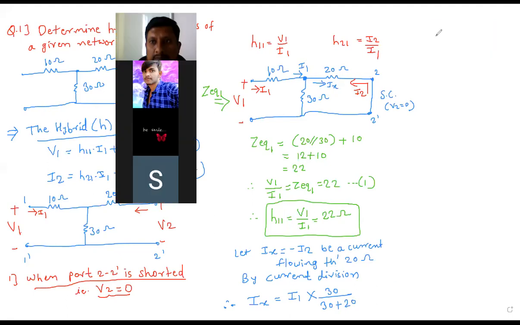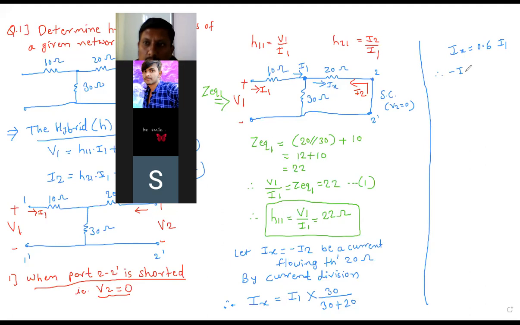So solve this. 0.6. Yes, Ix is equal to 0.6 I1. 30 divided by 50 means 0.6 into I1. Correct. But Ix is what? Minus I2. Minus I2 is equal to 0.6 into I1. So this is equation number 2. So the relation between I2 and I1 is obtained here.